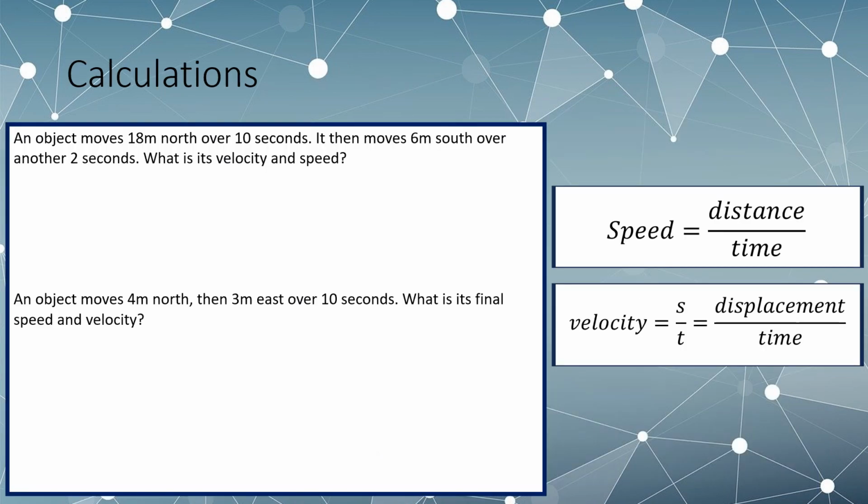Okay, let's look at some example questions now. An object moves 18 meters north over 10 seconds. It then moves 6 meters south over another 2 seconds. What is its velocity and speed?